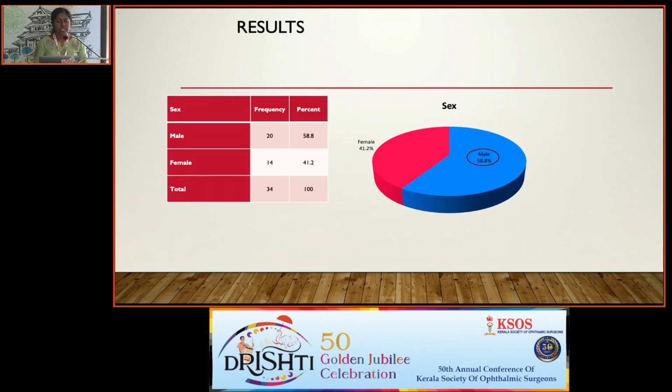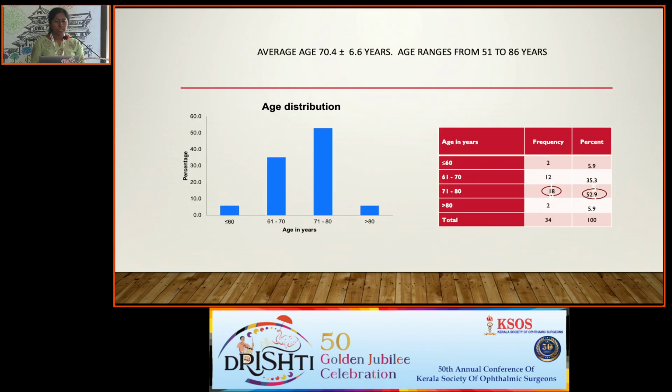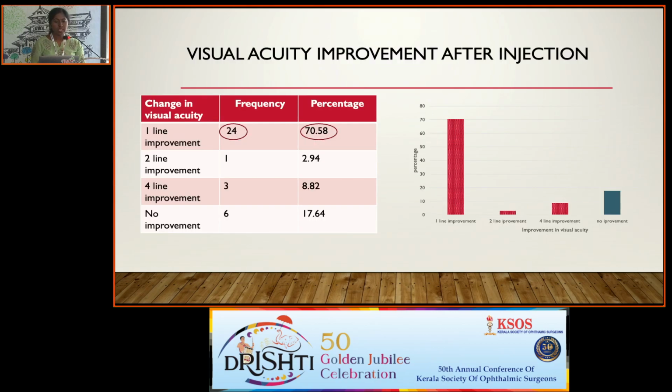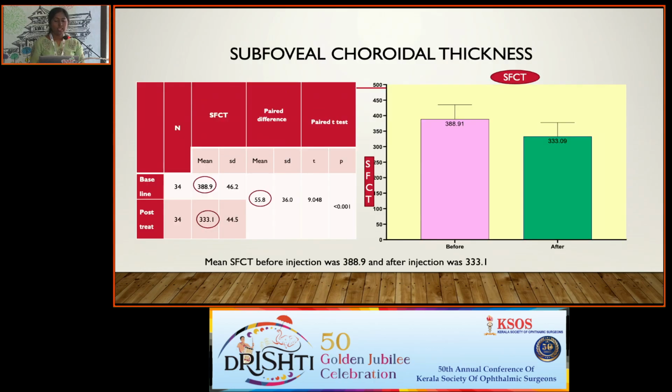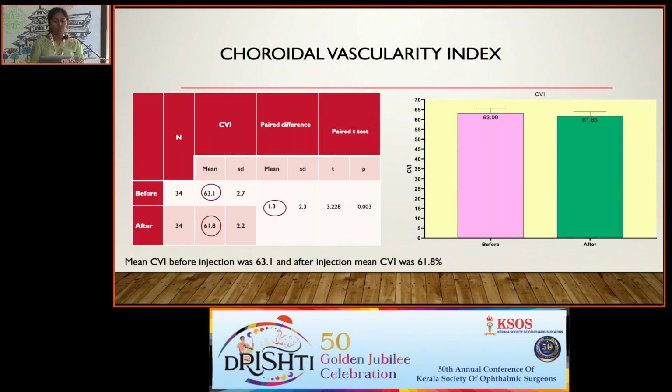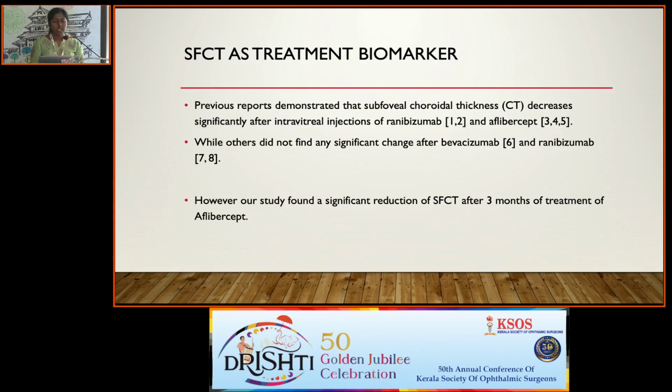Coming to the results of our study, the majority of the patients were male. Most of the patients belonged to the age group of 71 to 80 years. Most of the patients had one-line improvement. There was a reduction in subfoveal choroidal thickness from 388.9 to 333.1, which was statistically significant. And choroidal vascularity index also showed a reduction from 63.1 to 61.8, which was also statistically significant.